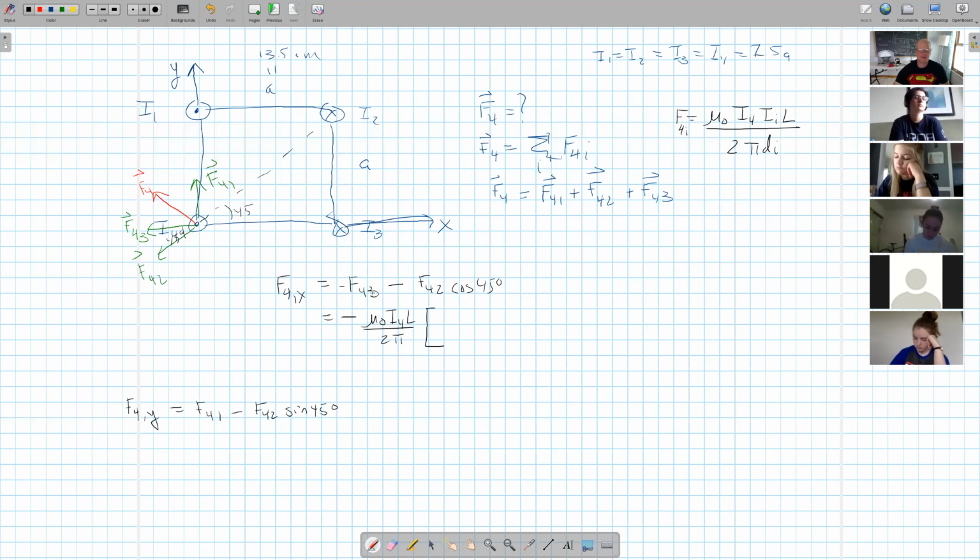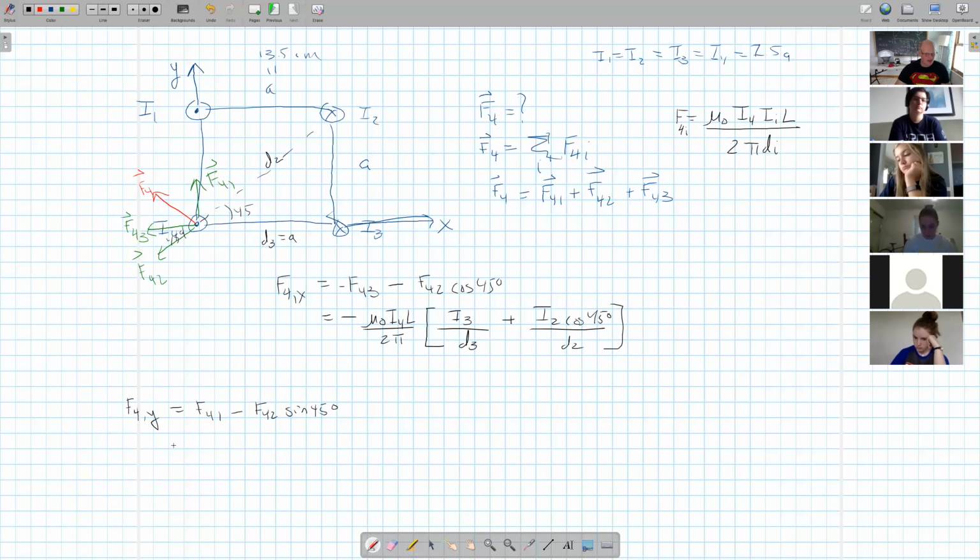Then times current I3 divided by the distance, let's call that D3, where that distance D3 is this distance here. So that's just equal to a. Plus this current, I2 times cosine of 45 degrees divided by that distance. I'm going to call that D2. We'll talk about what D2 is in a second. So this distance here is D2.